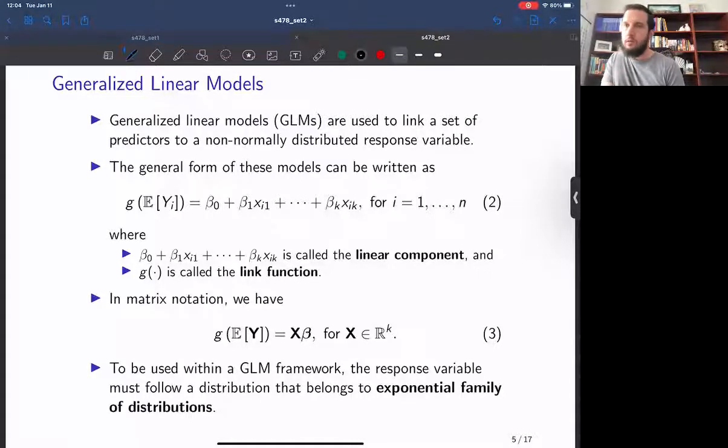Now, there are exceptions to this rule. From my understanding, there are other types of response variables that would fall outside of the exponential family, and you can make these work as a sort of pseudo generalized linear model, or an informal generalized linear model, if you will. But strictly speaking, for now, we're going to assume that for the models that we study, the response variable's distribution will belong to this family.